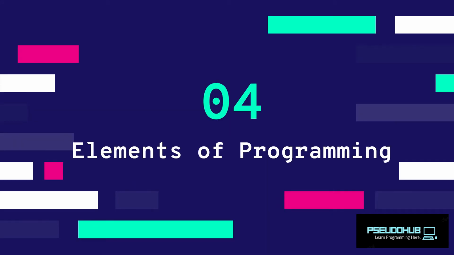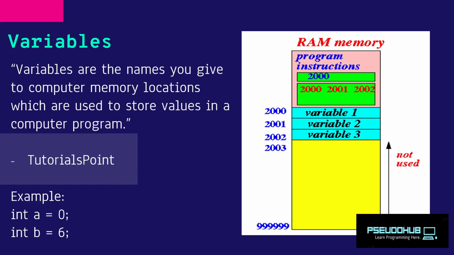So let's proceed on the fourth topic. Let's talk about the elements of programming. There are different elements in programming that you will encounter once mag-code na jud ka, but for now, we'll focus on the most common one. Let's start with the variables, di ba?